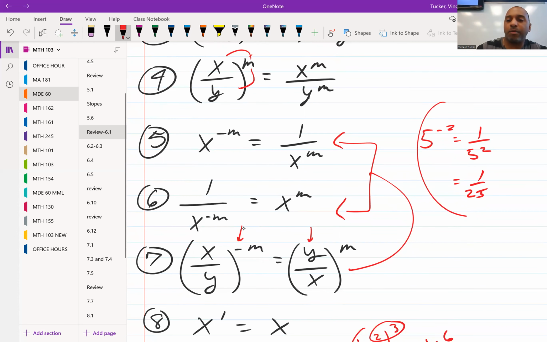And this is a little example right here. Like I said, we're going to do some more. 5 to the negative second power. To rewrite it, you drop it down in the bottom. So there's 1 over 5 to the positive second power. And then 5 squared is 25. So it's 1 over 25.